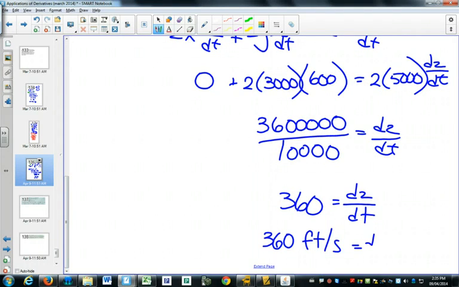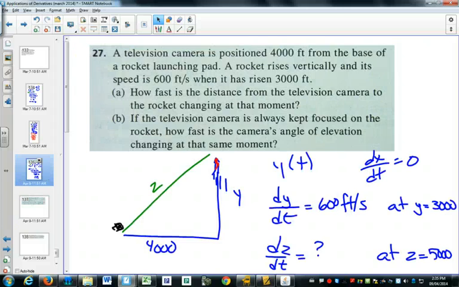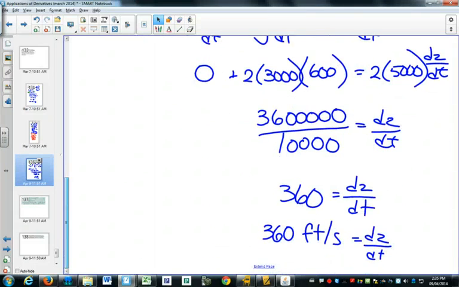Should we do the big test? Got the answer key on the next slide. The answer key says 360 feet per second. Unfortunately the happy dance doesn't show up on YouTube, but we just did a happy dance that we got that one right. So there is the answer. 360 feet per second is how fast they're coming apart at that time.